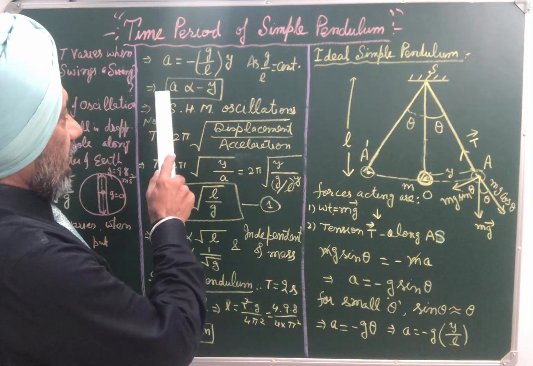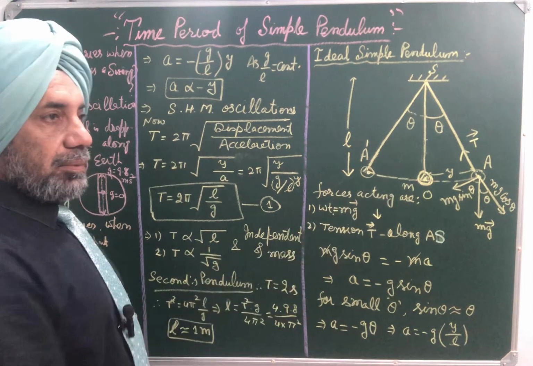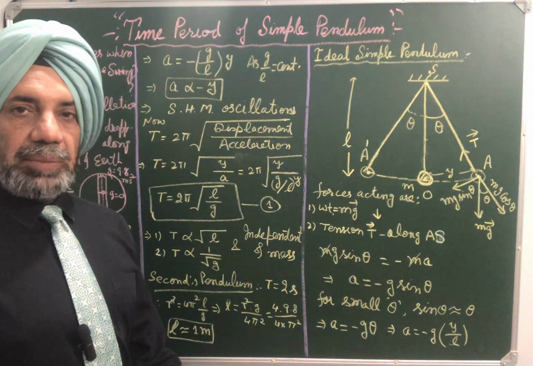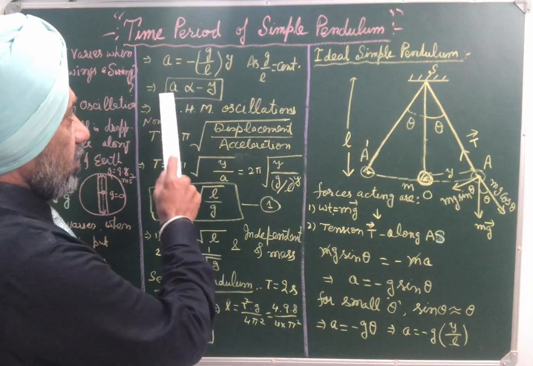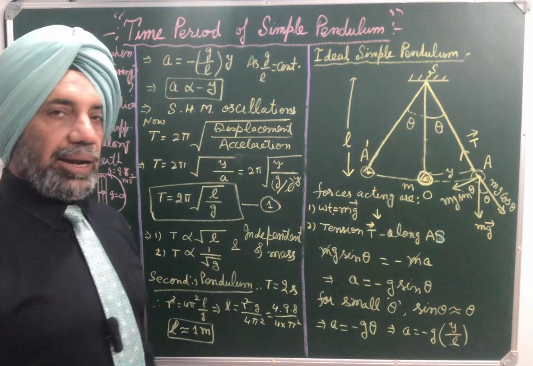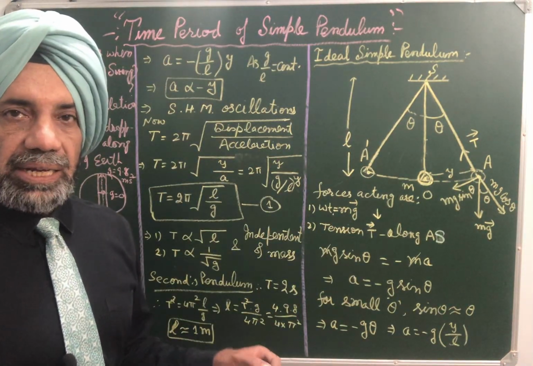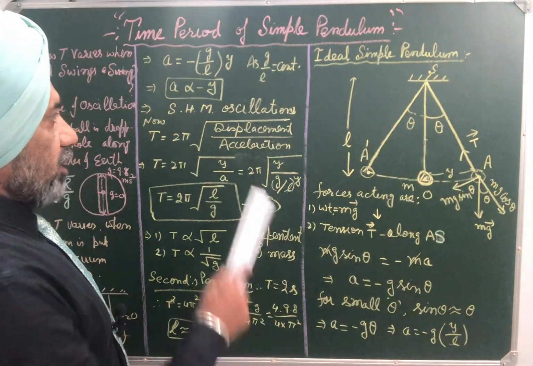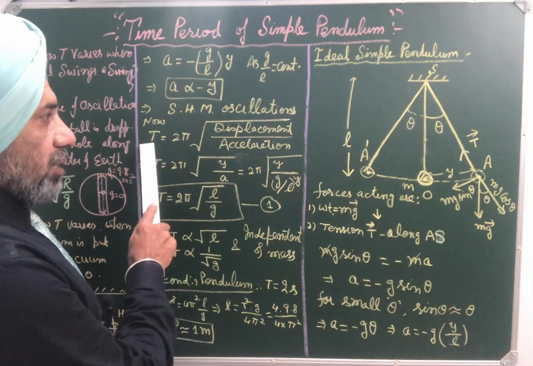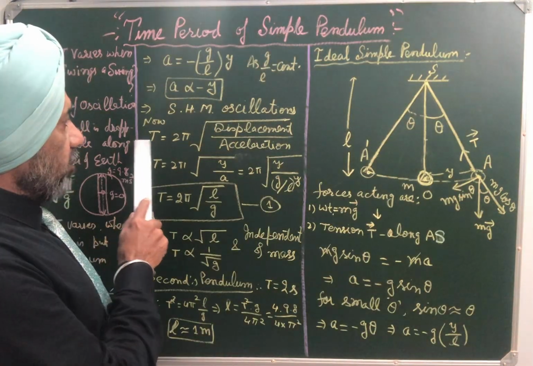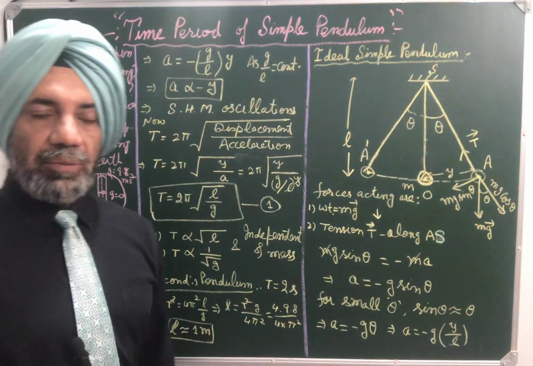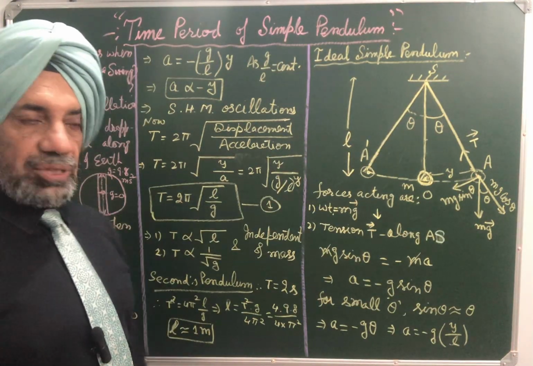It means the acceleration of the bob oscillating about the mean position O is directly proportional to its displacement from the mean position and directed towards the mean position. It means the oscillations of a simple pendulum are simple harmonic in nature. So if t is equal to the time period of oscillation of the pendulum, then T must be equal to 2 pi under root displacement over acceleration, which is the required general formula for the time period of oscillation.